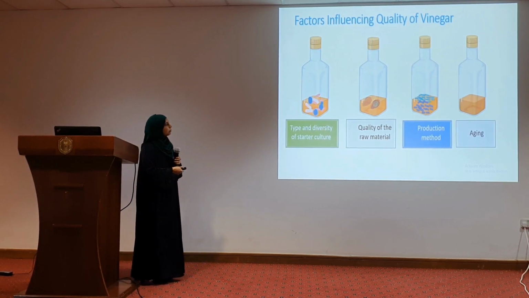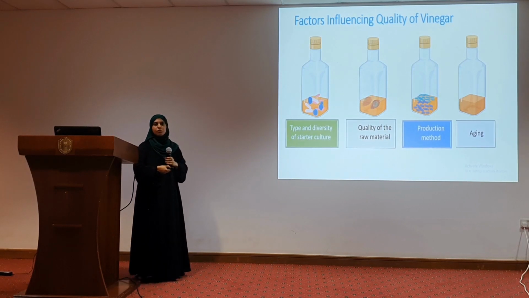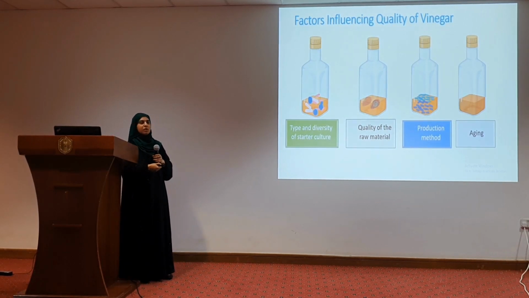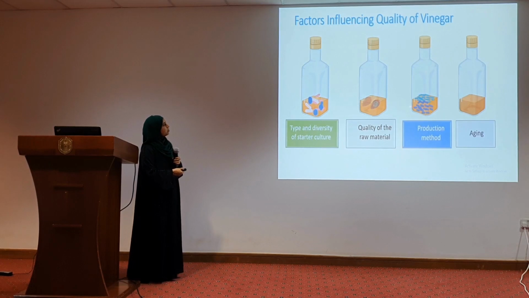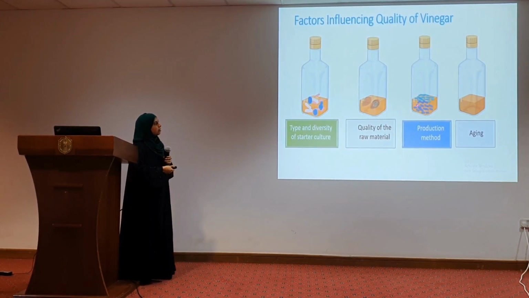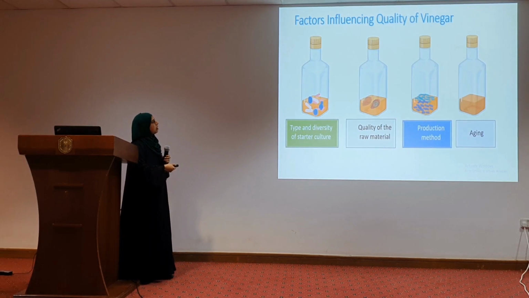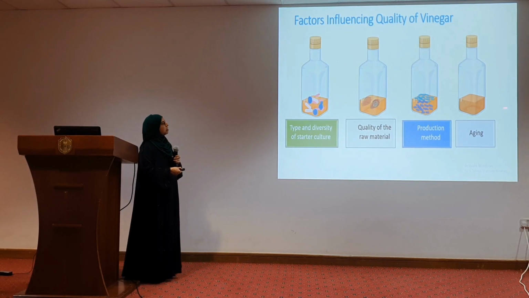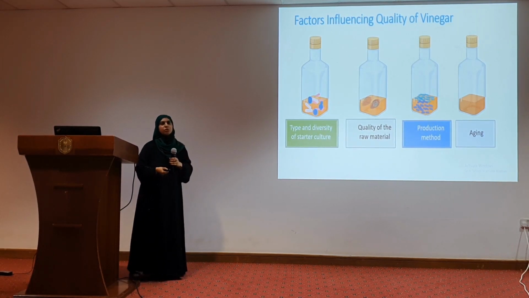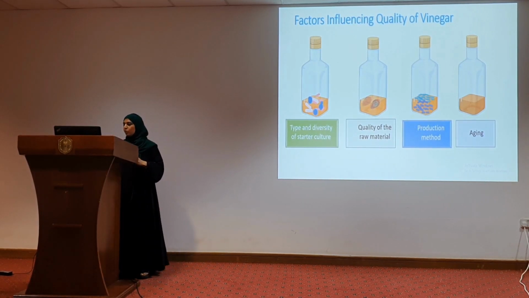Then we have the production method. There are many different ways to produce date vinegar. One of them chooses cultures that are submerged in the culture itself, and we have those that use bacteria that are inoculated or found at the surface. This also can change the quality of the final product. Then we have the aging, whether we are going to age the vinegar for a longer time or not.